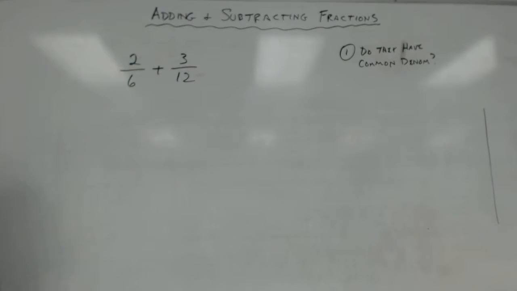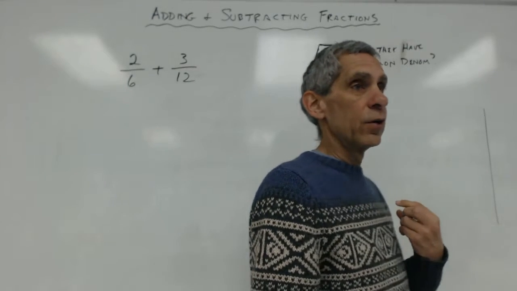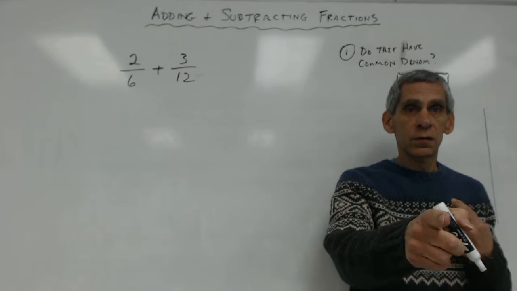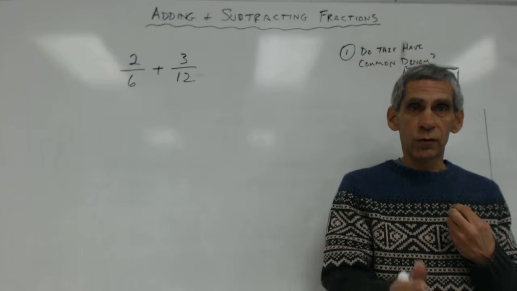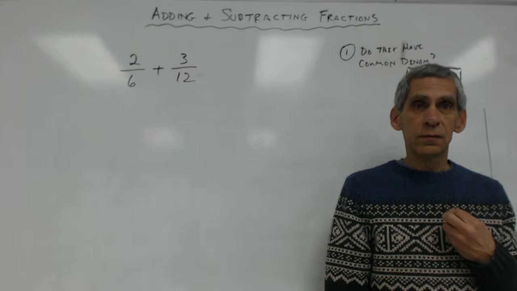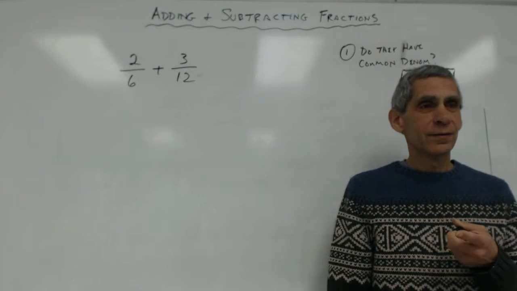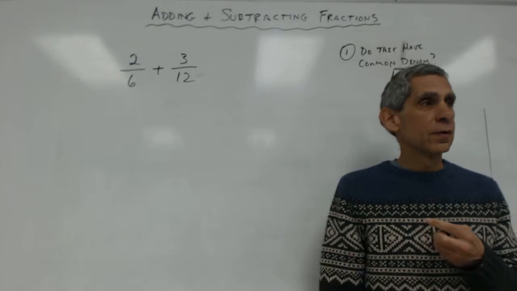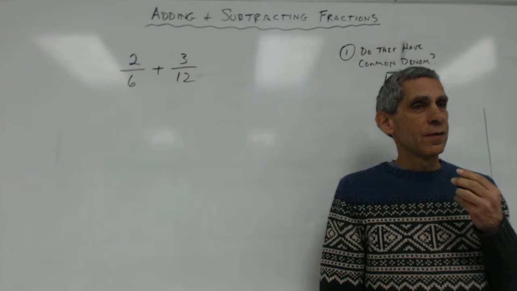Do they have common denominators? No, but you can simplify. What would you say the common denominator could be? It would be best if it was 12. You could either multiply across, or 6 could work too.